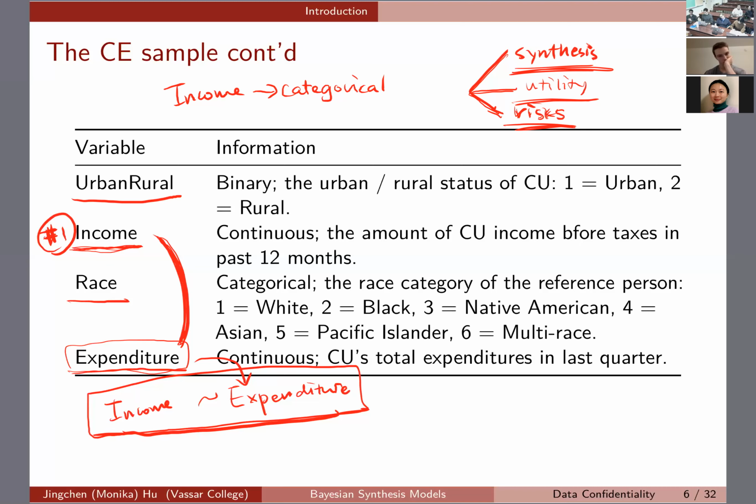Okay, so let's take a quick discussion time, so we can exchange some ideas. All right, so what do you all think? How can we do the discretization or categorization? And if we do that, what are the implications for the synthesis models, for the utility, and for the risk? Anyone?